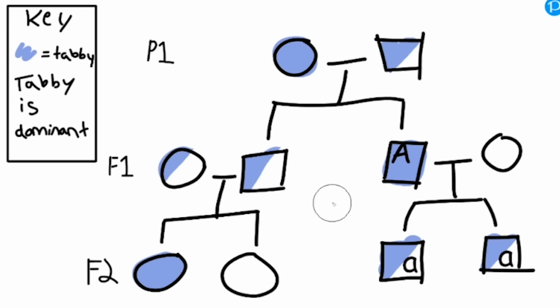We have a couple of uncertainties. We don't know if this guy is carrying or not. We also don't know if this guy is carrying or not. Personally, I would just write in their genotype, like, A, and then a blank. And this dash here is called a blank, and it means that we don't know. But you could also do a question mark.